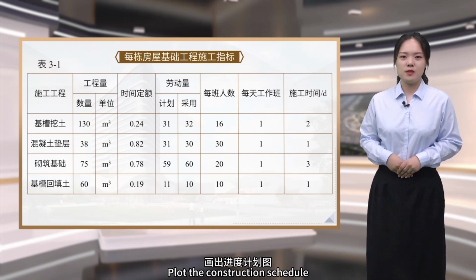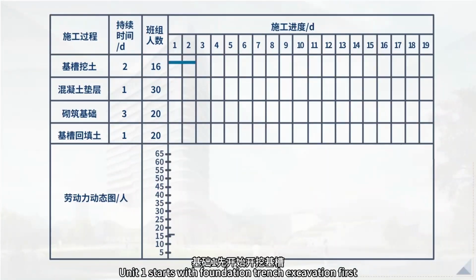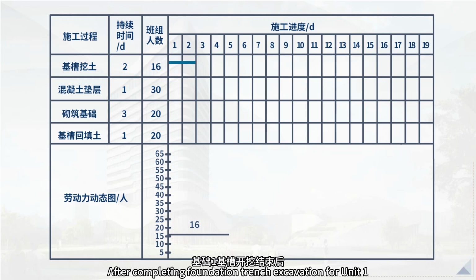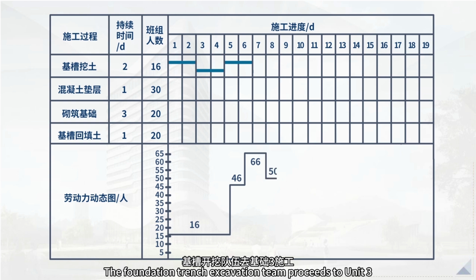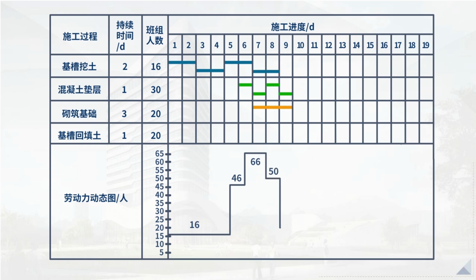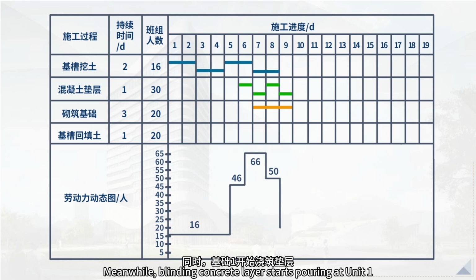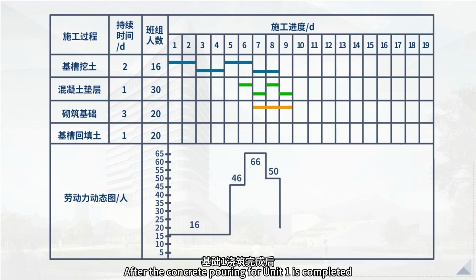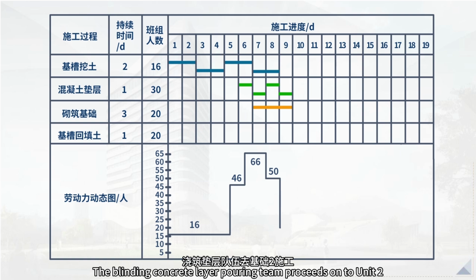Plot the construction schedule. Unit 1 starts with foundation trench excavation first. After completing foundation trench excavation for Unit 1, the foundation trench excavation team proceeds to Unit 2. After completing foundation trench excavation for Unit 2, the team proceeds to Unit 3. Meanwhile, blinding concrete layer starts pouring at Unit 1. After the concrete pouring for Unit 1 is completed, the blinding concrete layer pouring team proceeds on to Unit 2.